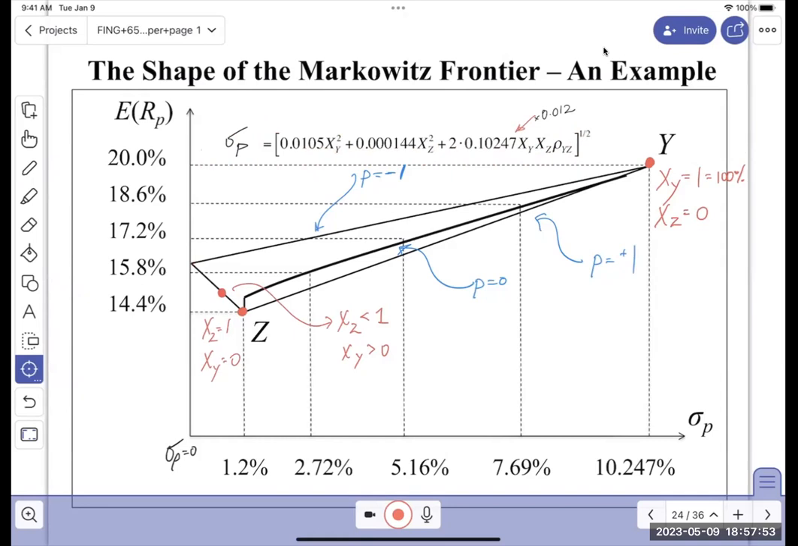Here's one equation. So you'd have to say, if you believe that they were perfectly negatively correlated, and the weights sum to 1, what you would do is set the left-hand side to 0 to solve for the minimum variance portfolio. And that's this one here.